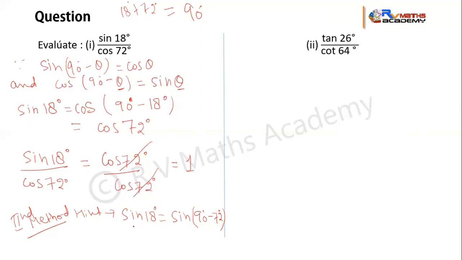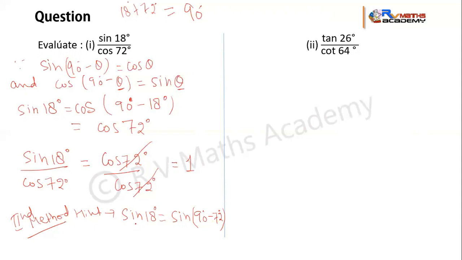Here I have not changed the trigonometric ratio; I have changed the angle. So at a time you can change only one thing, either the trigonometric ratio or the angle. In the first method I changed the trigonometric ratio, this is sine, this is cos, so I have not changed the value. 18 is written here, 18 is written here.